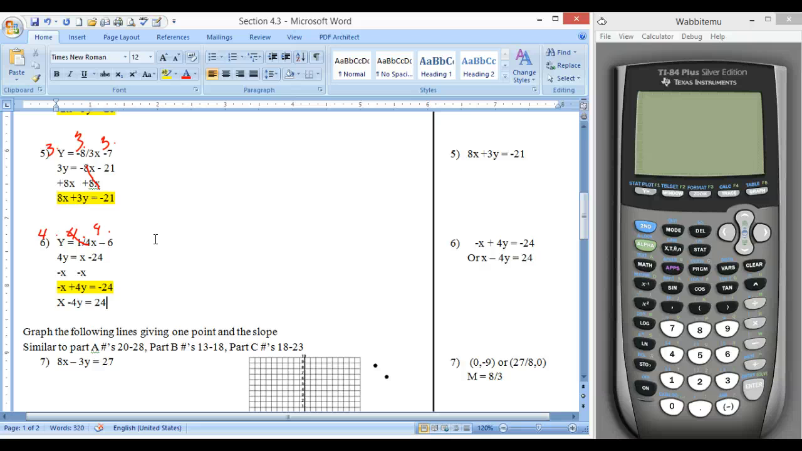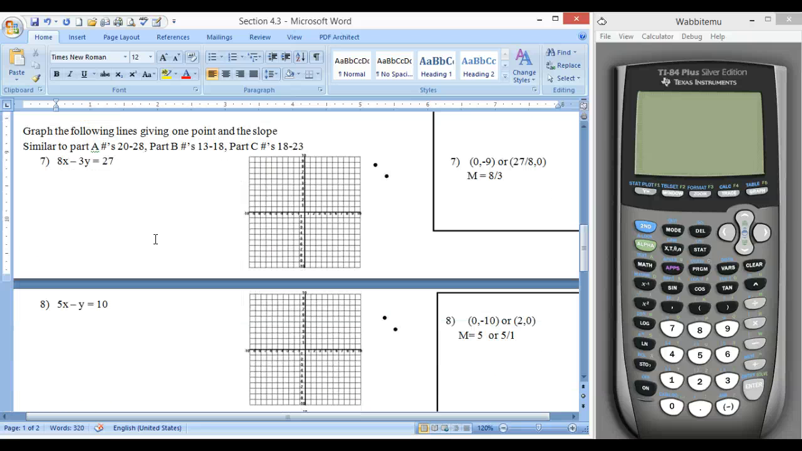All right, now that we've had some practice with that, let's move on to number 7, where we actually graph. So here, the first thing I'm going to do is do what we did in the first 3 examples, which is rewrite this in slope-intercept form. So I want to subtract the 8x over so I can work on isolating the y. And we can do that by saying minus 8x. And then make sure you subtract it from this side, minus 8x.